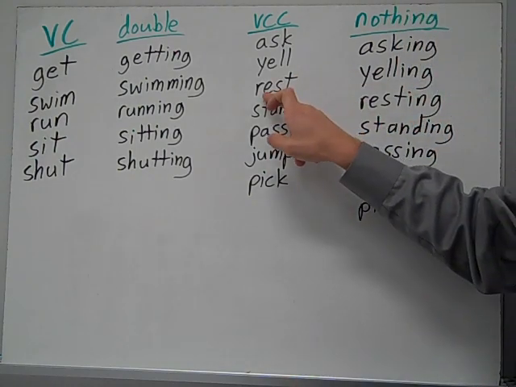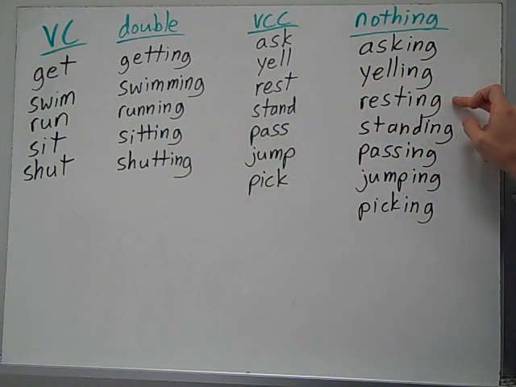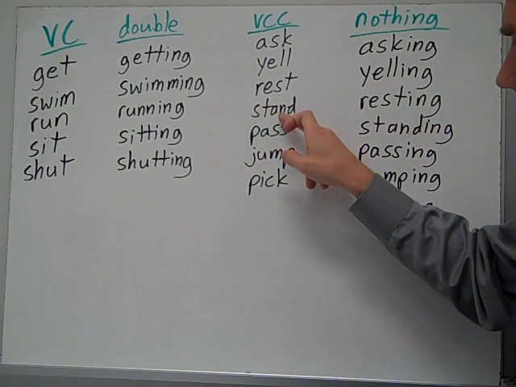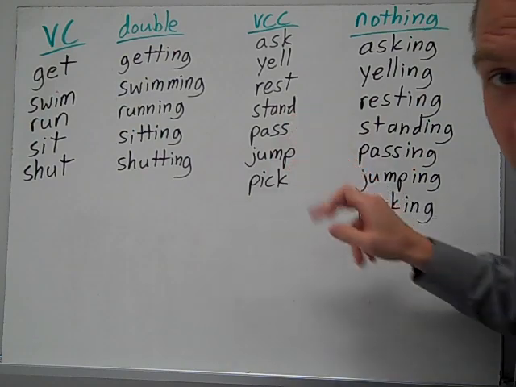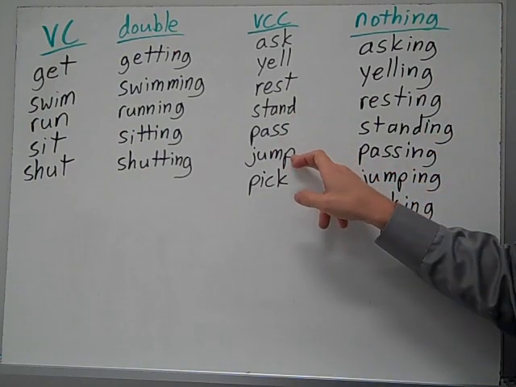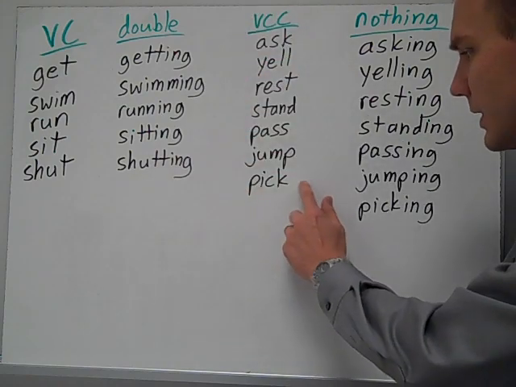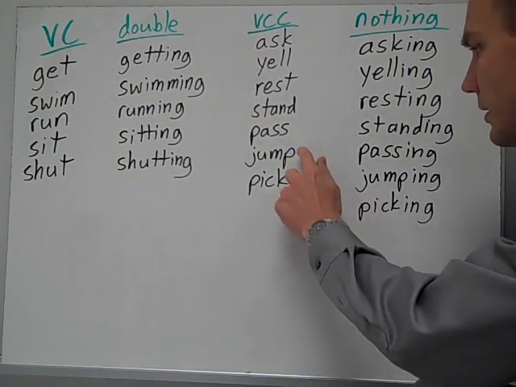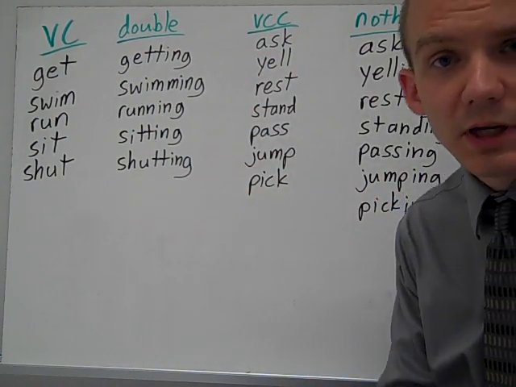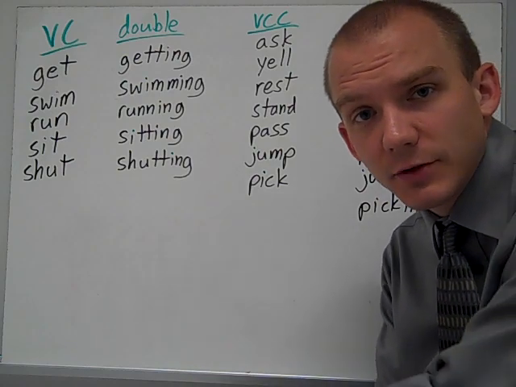Rest, vowel, consonant, consonant, becomes resting. Stand, ending with vowel, consonant, consonant, becomes standing. Jump becomes jumping. Pick becomes picking. And with all of these, you just put an ing on the end when you change the word because it already has the two consonants after your short vowel.